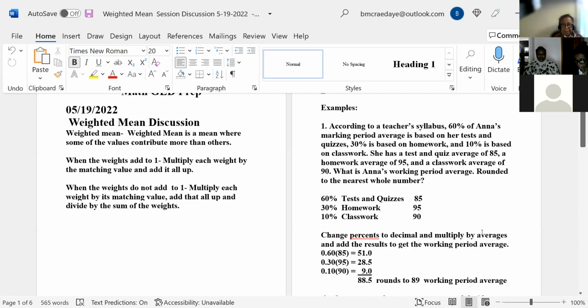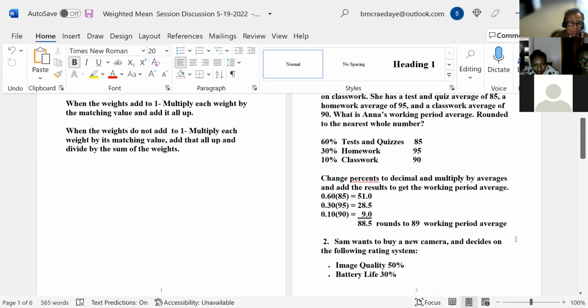Only this tenths digit matters. 5 or greater goes up to the next highest. But if this was like 88.3 or 88.4, then that would round to 88. Got it? Okay, let's try another one.